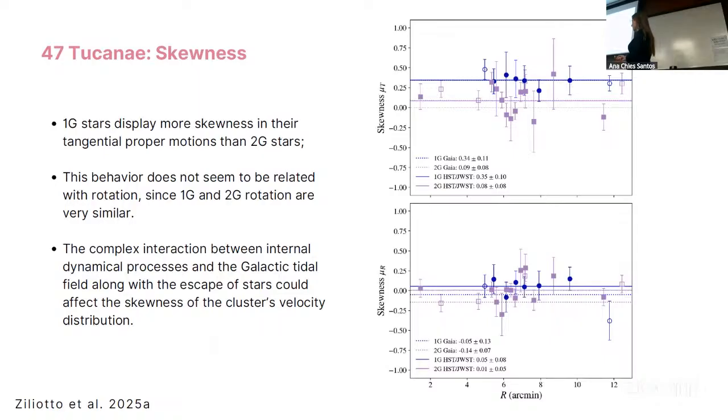So we contacted some people doing simulations, and apparently one thing that can be driving skewness is mass loss processes in globular clusters. So if a cluster is preferentially losing, for example, first generation stars, the skewness would be higher for this population with respect to the second one. And this is more or less what we are seeing here. So this could mean that the cluster preferentially loses first generation stars.